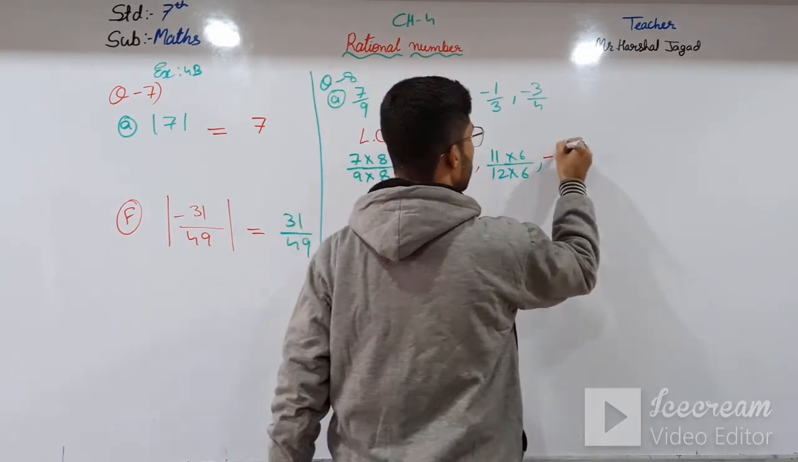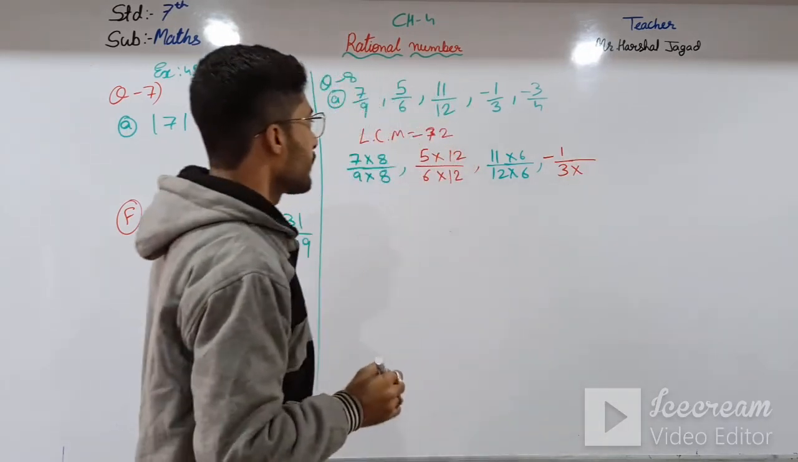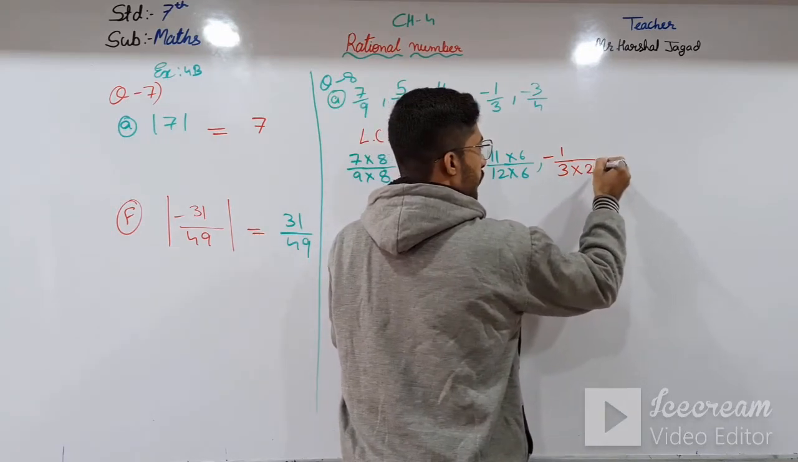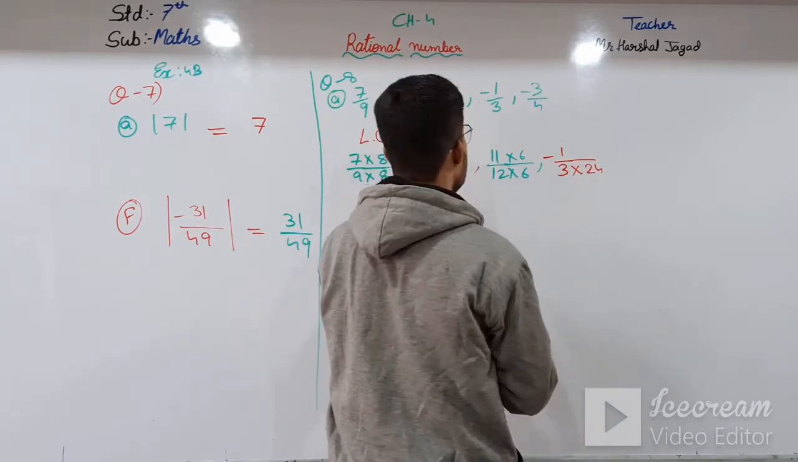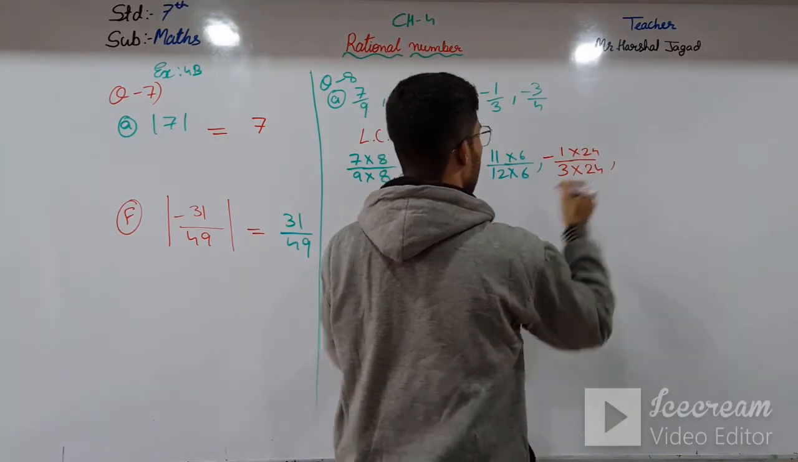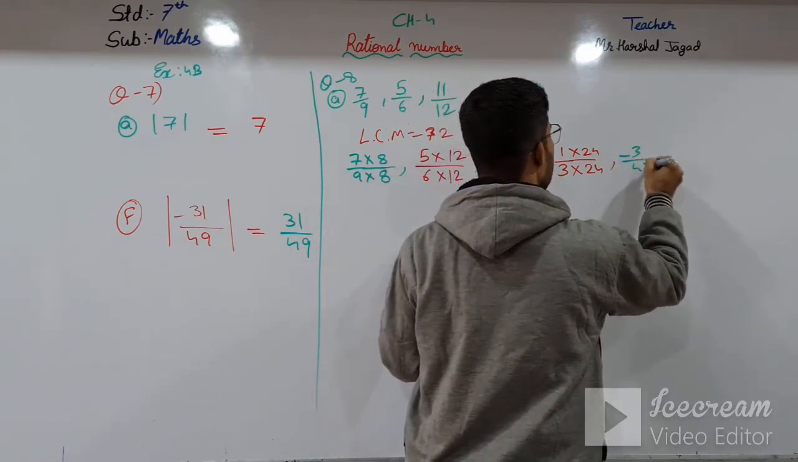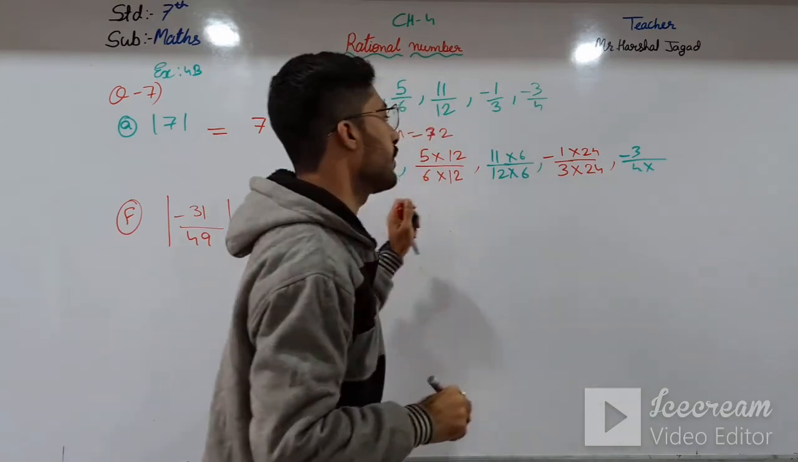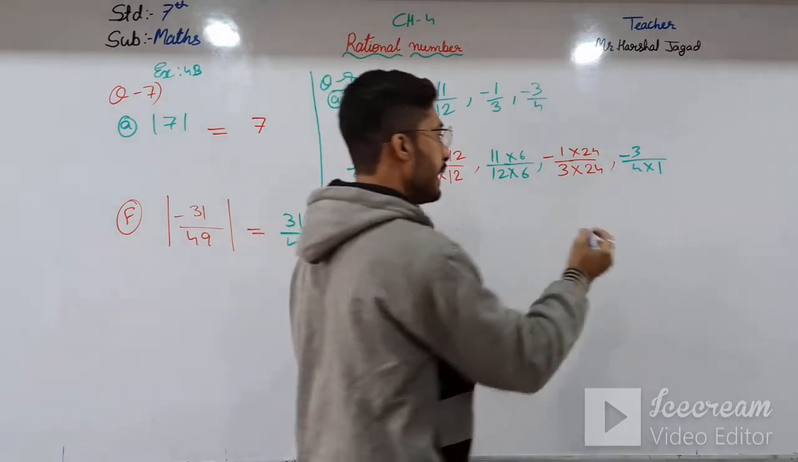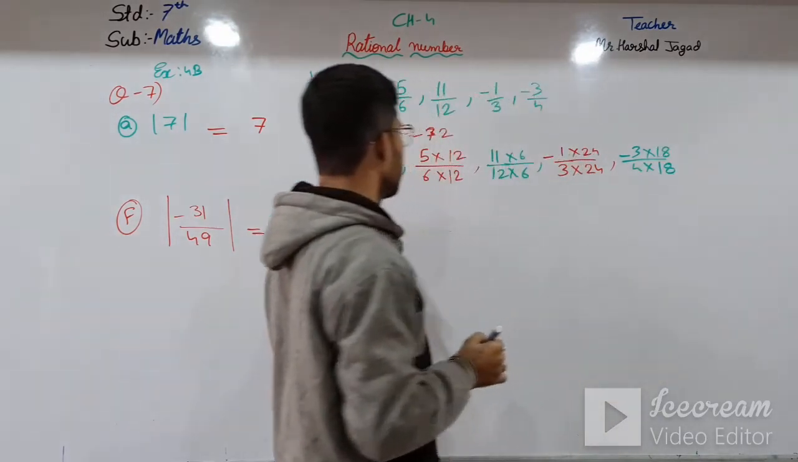Now minus 1 by 3. So 3 into 3, 3 2s are 6, 3 4s are 12, 24 3s are 72. So here also 24. And the last one, that is minus 3 by 4. 4 into how much is equal to 72? 4 1s are 4, then remaining 32. 4 8s are 32.